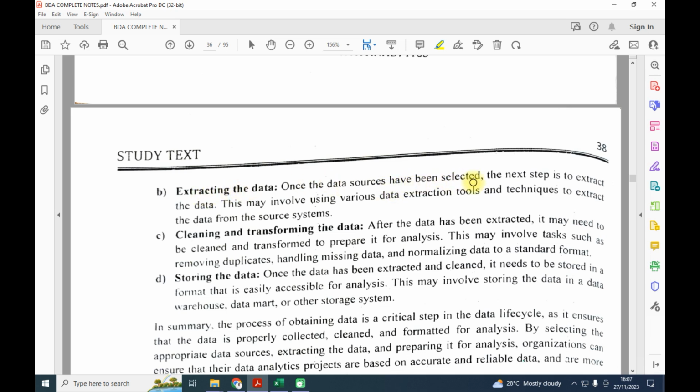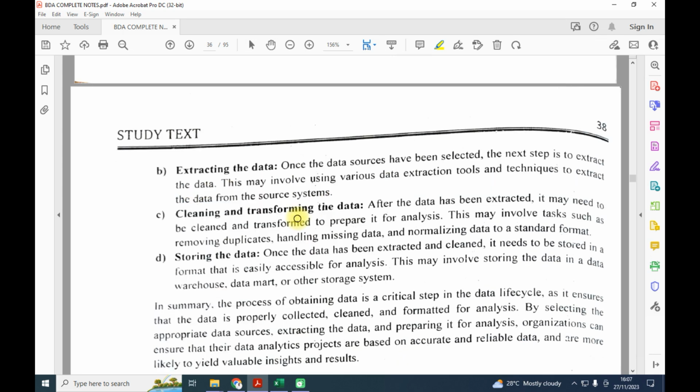Once the data sources have been selected, the next step is to extract the data. This may involve various data extraction tools and techniques to extract the data from the source system. We shall see later the tools that are used to do extraction, but that is the second part. After we have extracted the data, we need to clean it, remove the errors, and transform the data. So here we are cleaning and transforming the data.